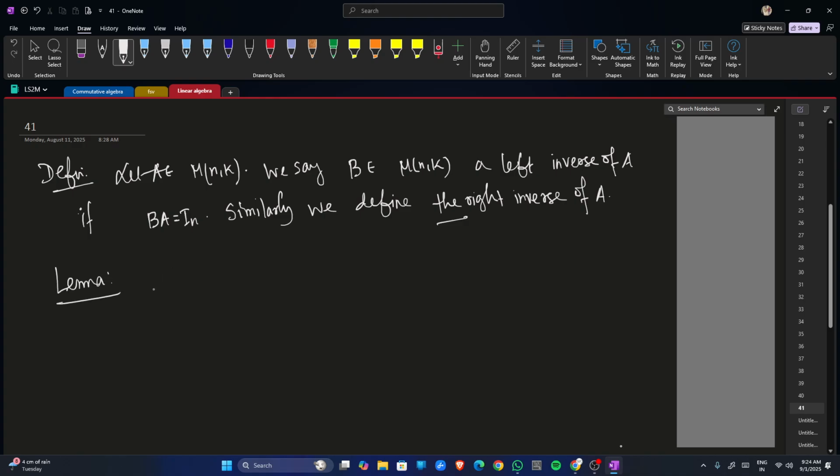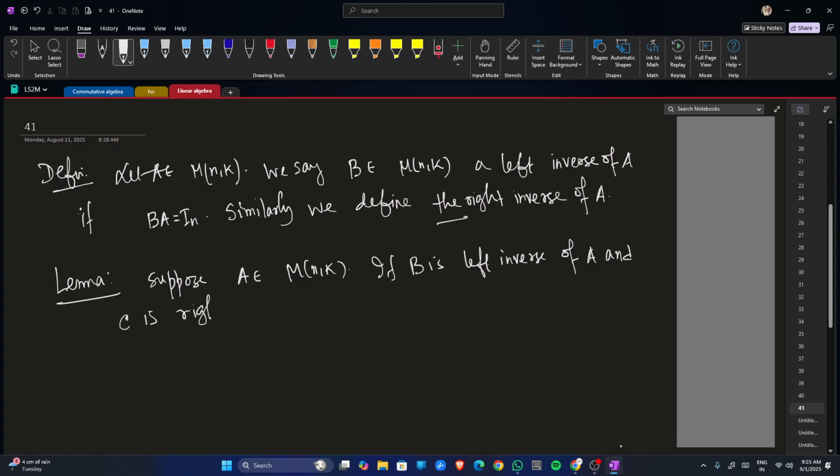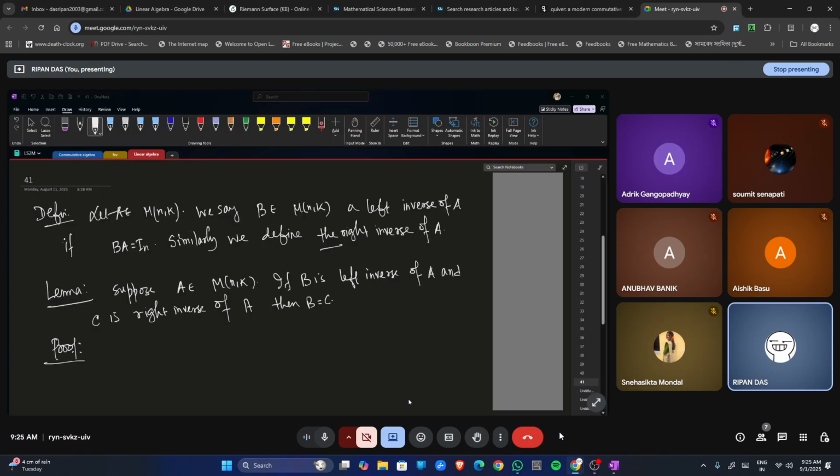Lemma: suppose A belongs to M_n(K). If B is a left inverse of A and C is a right inverse of A, then B equal to C. What is the proof? This is an easy one. Please tell me the proof.